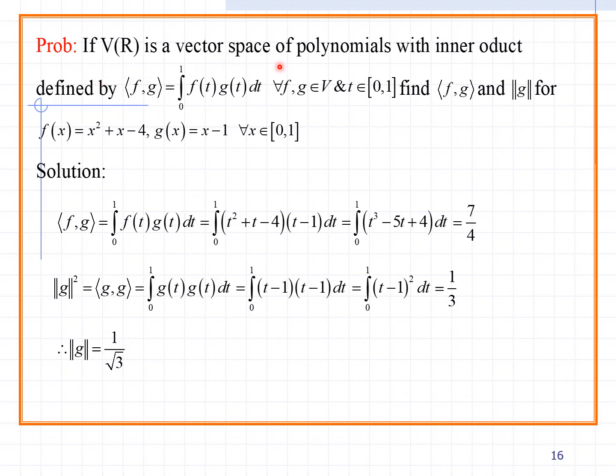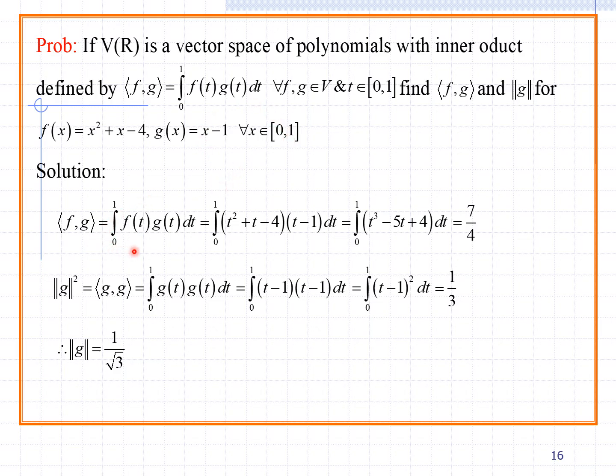If V of R is a vector space of polynomials with an inner product. Before this you saw only numbers related, but here you can see polynomials related. Defined by inner product f comma g equal to integration from 0 to 1 of f of t g of t dt. So integration means what? Summation. Polynomials means the first term plus second term square up to nth term. That's why you can write 0 to 1, f of t into g of t dt. f comma g belongs to V, t belongs to 0 to 1. Find inner product of f comma g and norm g for f of x and g of x. The polynomial equation is given. You can solve this equation like an inner product.